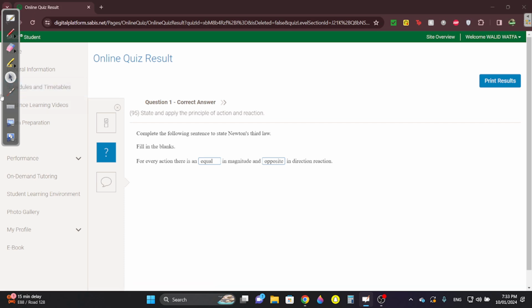Yeah, this is the first question. For every action there's an equal in magnitude and opposite in direction. The way they word it is weird. There's supposed to be a reaction here. There's a reaction equal in magnitude and opposite in direction. This is memorization, just memorize it.